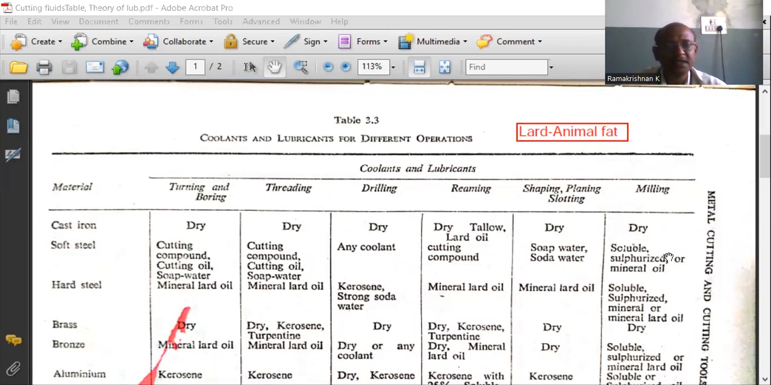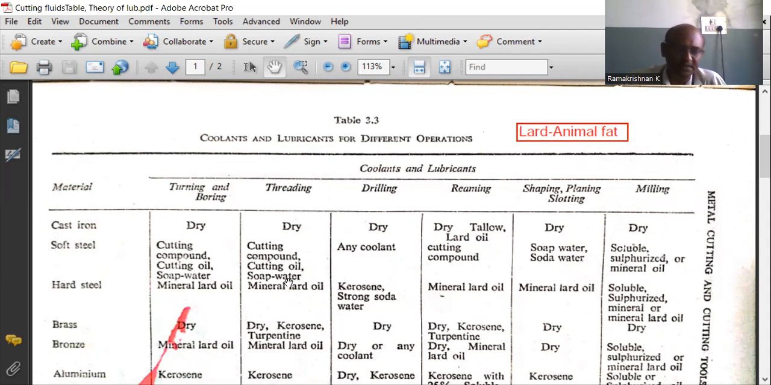Hello. In this session, let us have a discussion on what are the various coolants or lubricants used during the machining operation for different materials. The table shows clearly, for the various machining operations and for various materials, what coolants are used. Let us have one by one.